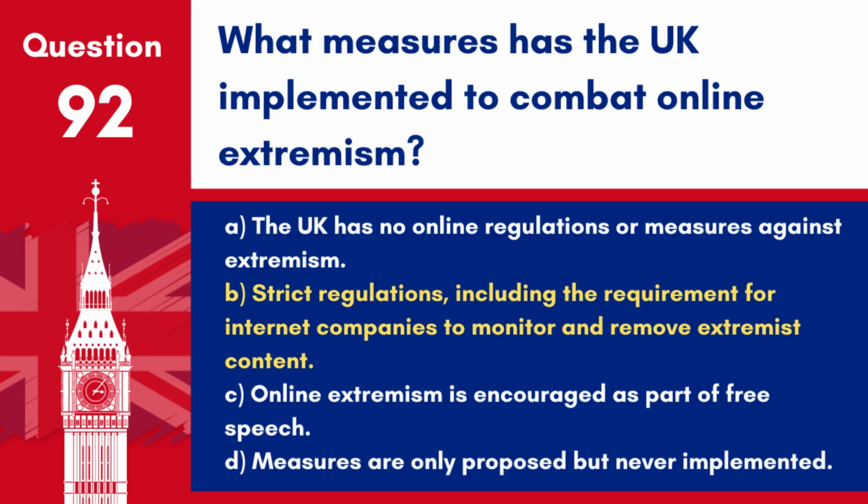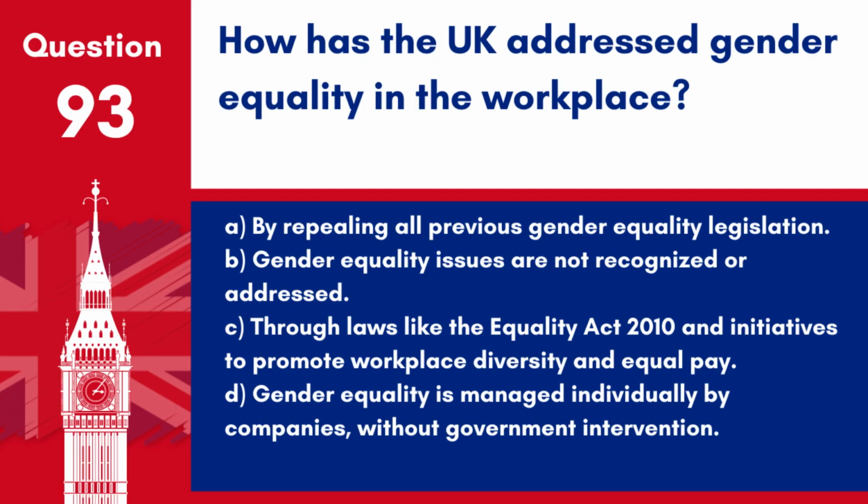Answer: B. Strict regulations, including the requirement for Internet companies to monitor and remove extremist content. The UK government has taken active steps to address online extremism, implementing laws that require cooperation from Internet platforms in monitoring and combating extremist material.